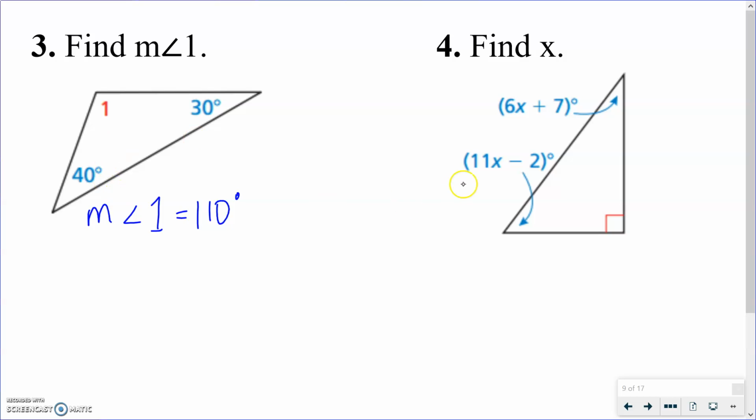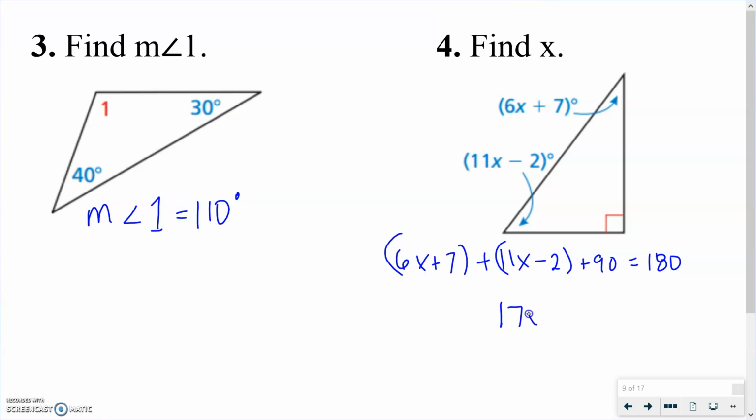Okay, on this next one here, we use the same idea, and we know all the interior angles in a triangle add up to 180, so I can take 6x plus 7 plus 11x minus 2 plus 90 equals 180. Okay, I can combine my like terms here, so I get 17x, and then 7 minus 2 is 5, plus 90 is plus 95 equals 180. So 17x equals 85, and so x is equal to 5.